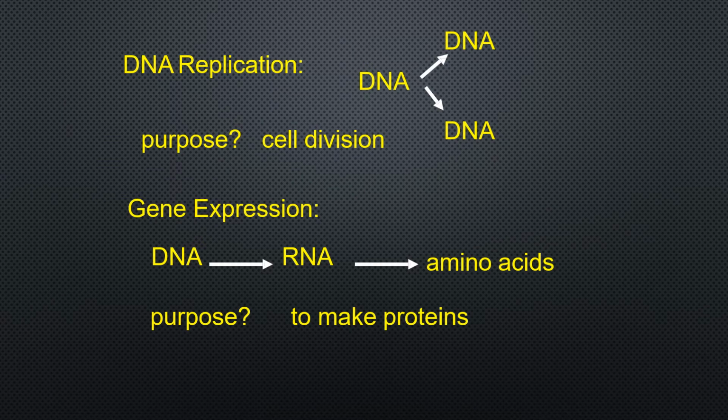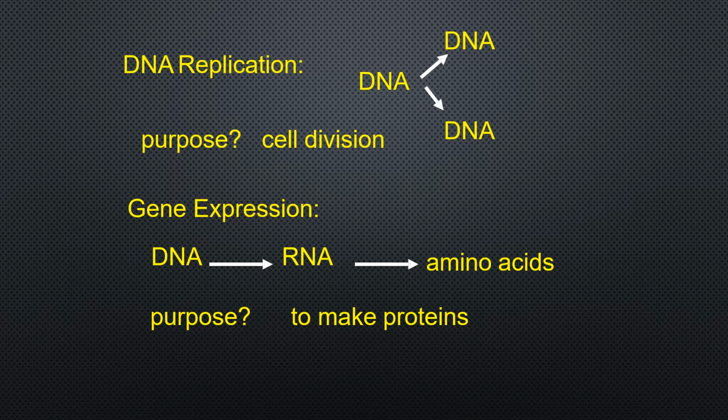Okay, so last week we talked about DNA replication, and the purpose of DNA replication was to allow for cells to divide, and that can either be through mitosis or through meiosis. And so we're taking DNA and we are putting it into the next generation of cells. So today we're going to start talking about gene expression. And so the purpose of gene expression is to make proteins.